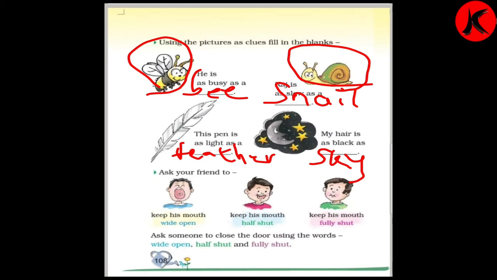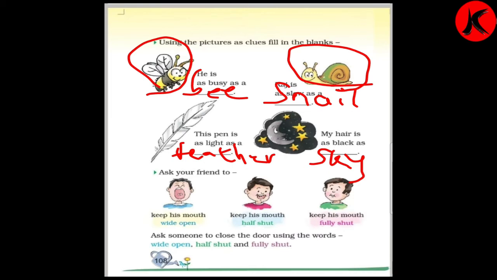Once again we will read. He is as busy as a bee. Raj is as slow as a snail. This pen is as light as a feather. My hair is as black as the sky. Now these are the clues which we have seen in the picture. We have to read the sentence and look at the clues, what it is saying, and we have to write the answer.